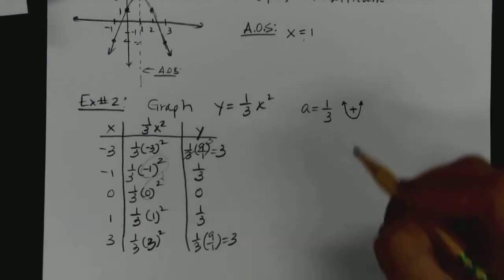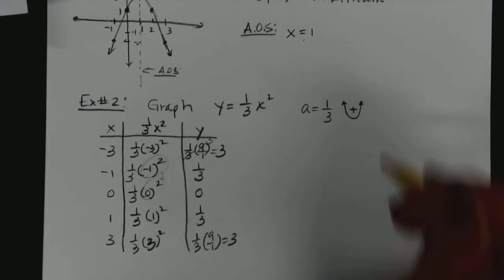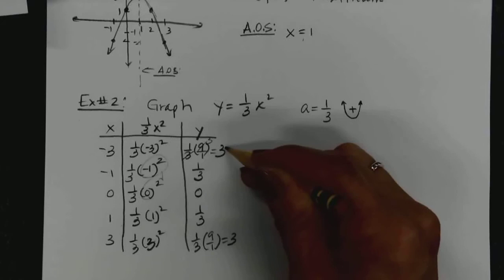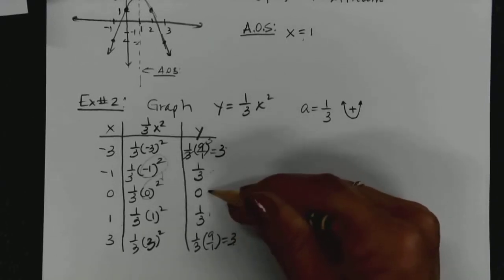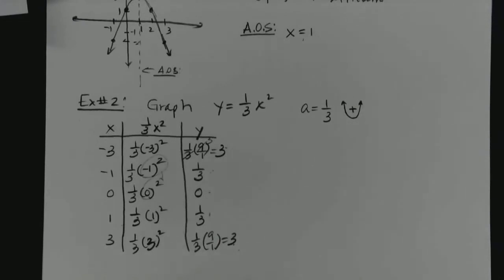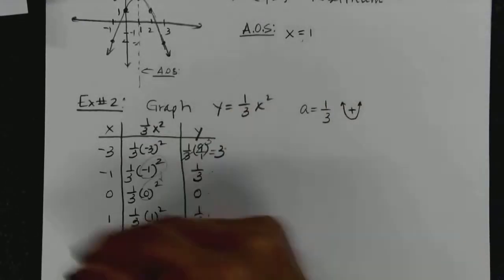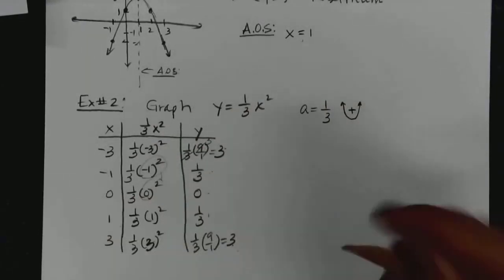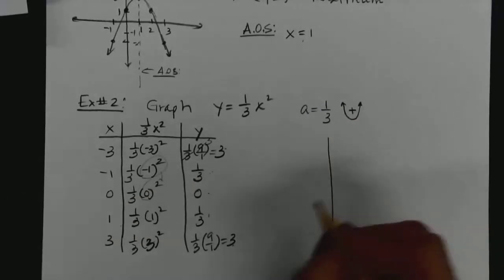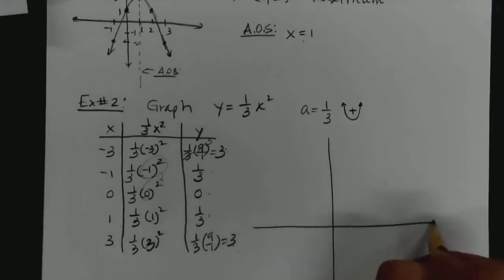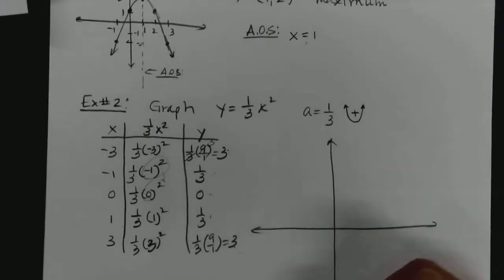So now I'm going to show you something right here. If you notice, because this is symmetric, because it's a parabola, see right here, the 3s, they match, there's my vertex. Okay? So make sure that when you do your table, it has to be symmetric. Alright? There we go. So let's graph.